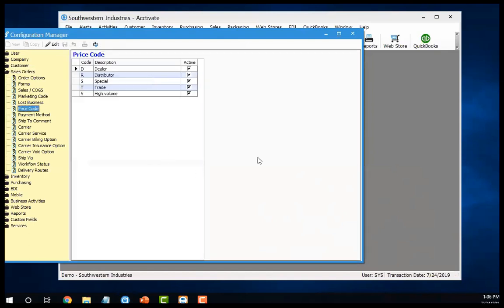So here's our price code list set up in Configuration Manager. We can kind of see we've got dealers as a group, distributors, trade, high volume. We have these different price codes. Let's go ahead and make a new one. We're going to call it wholesale. So, real easy. You make your price codes here, you manage them here in Configuration Manager.